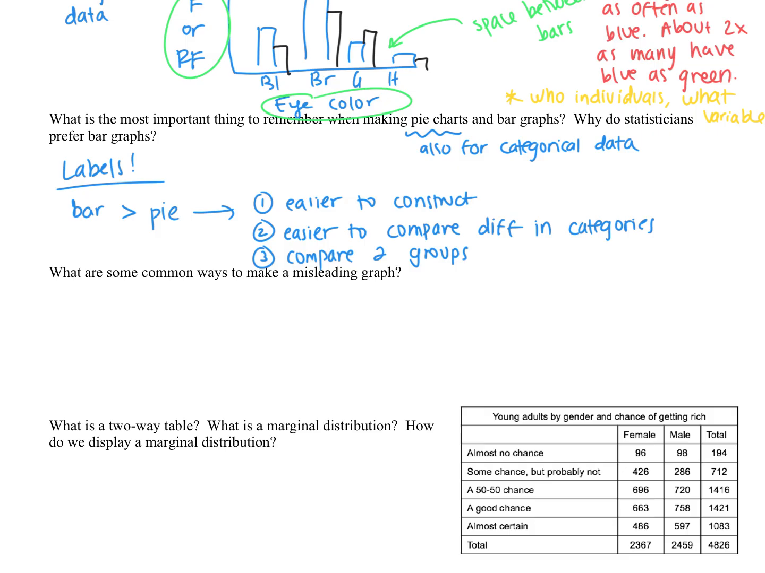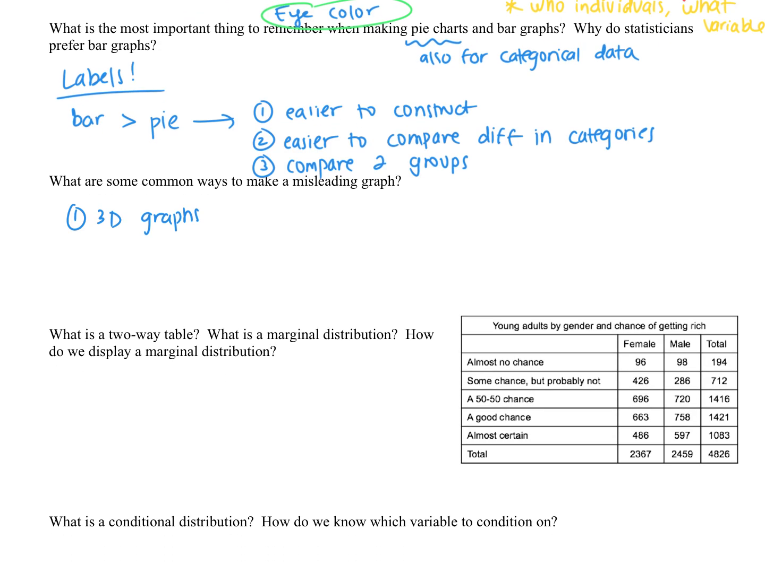We're going to talk about a few more things, and then we'll probably take one more break before finishing up the notes. There are some common ways to make misleading graphs that I need us to be aware of. The first way is 3D graphs. So these are all things you want to avoid. You want to avoid a 3D graph. So using a 3D picture instead of a bar.